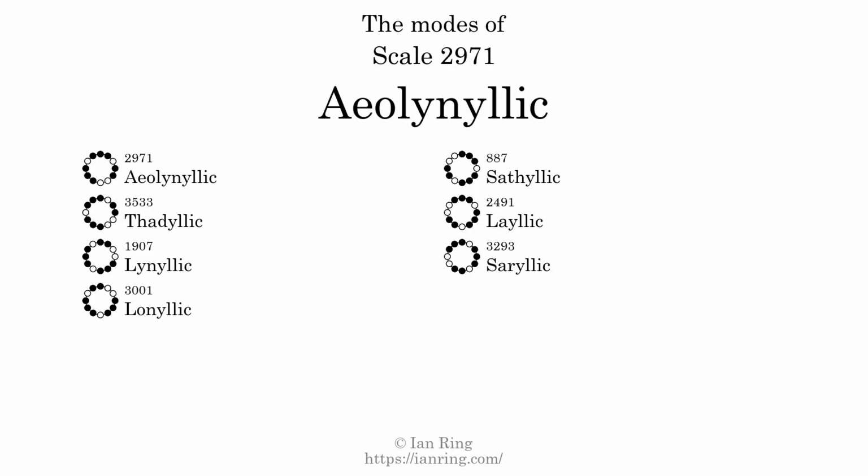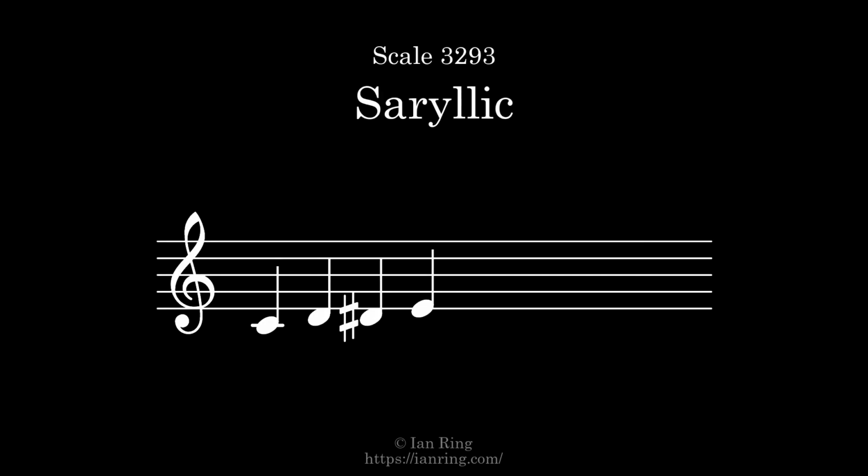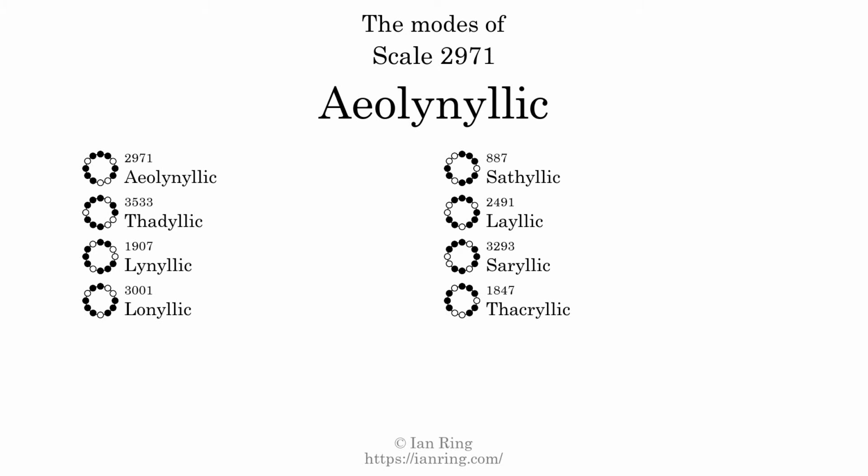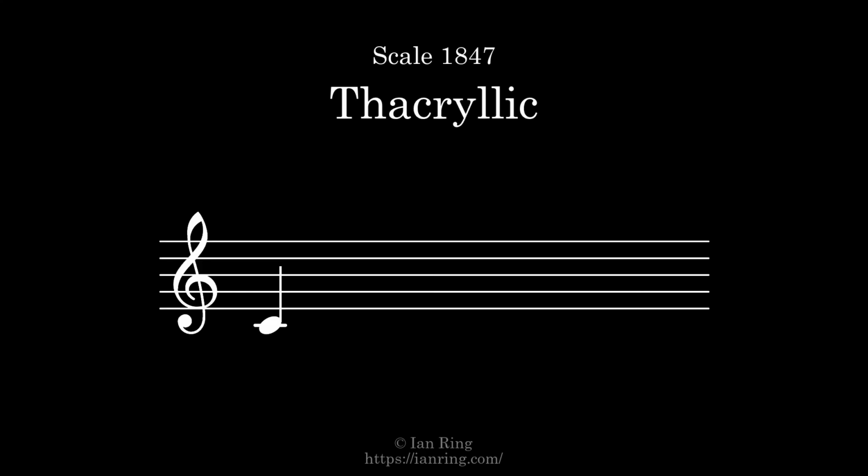The seventh mode is scale 3293, also known as Cyrillic. It sounds like this. The eighth and last mode is scale 1847, also known as the Cyrillic. It sounds like this.